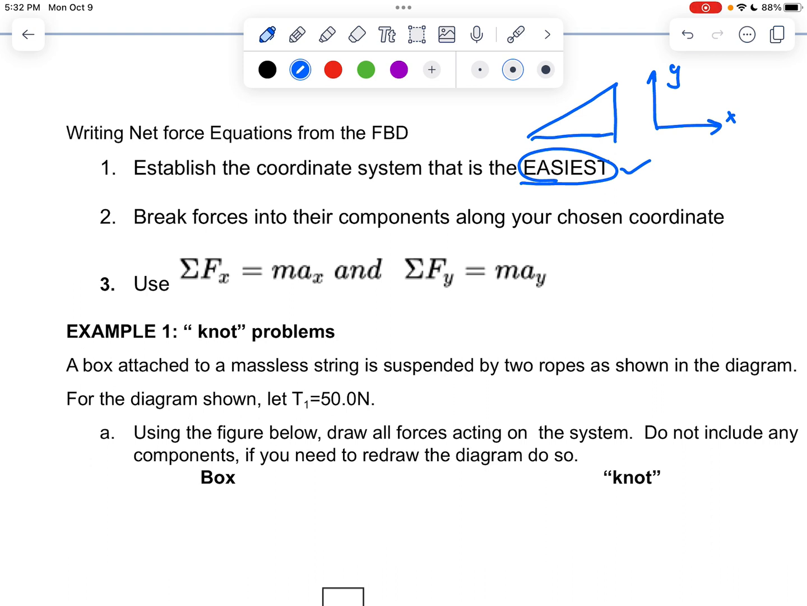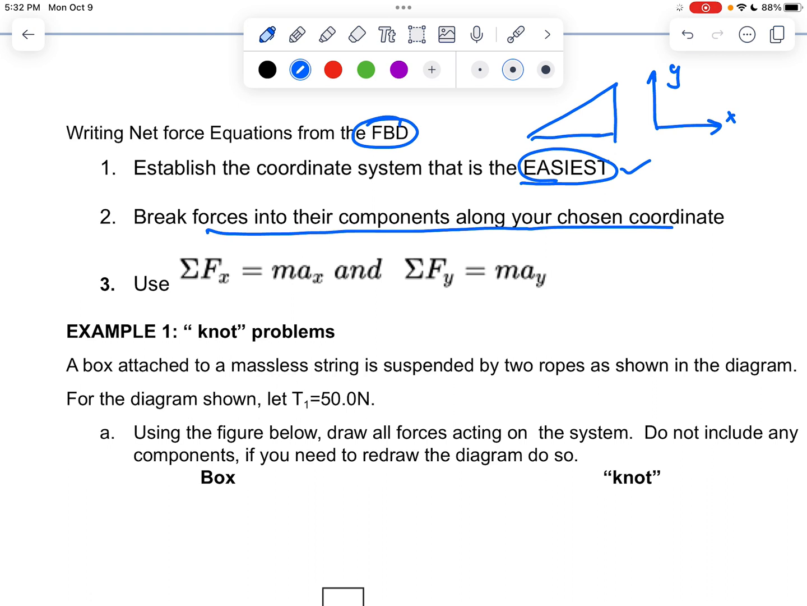Once we've drawn our free body diagram, it is important that we break forces into their components along the chosen coordinate system. So again, if you want to draw these components in, which I highly, highly recommend, you have to do that on a separate force diagram, because the force diagram is where you get the points on the AP1 exam. If you add anything else to that diagram, you will lose points. So I'm going to be asking you to do the same, and I will model that with the example problems.